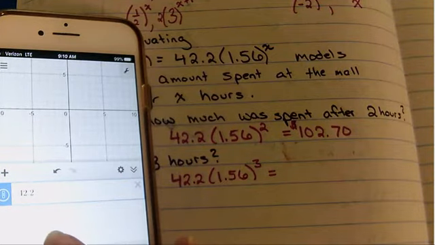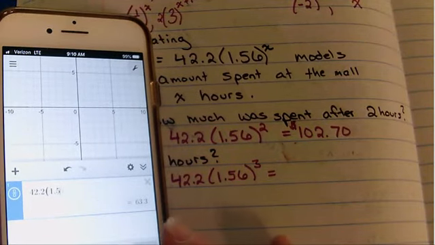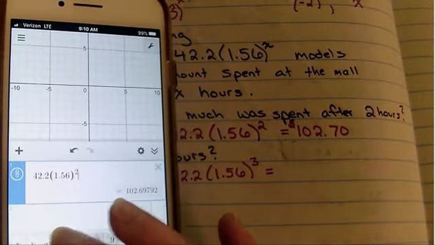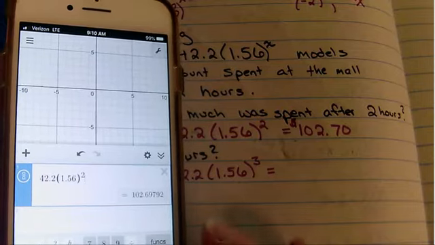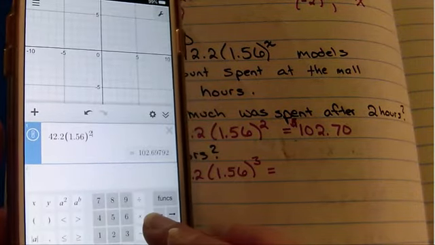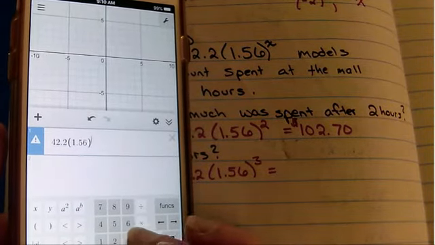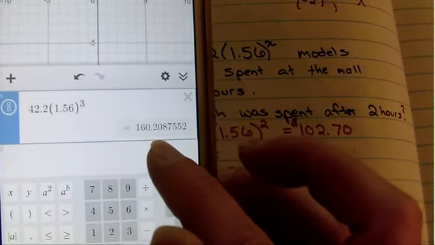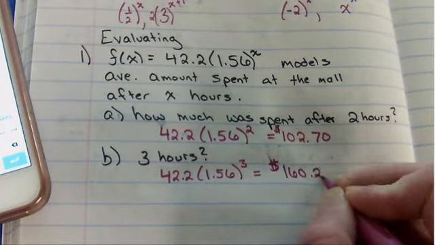42.2 parentheses, I don't know if you can see that, 1.56 parentheses, and then I want the exponent. So I'm going to go up to where it says squared, but then I'm going to change that. I press the back arrow, and now I can delete the 2 and change that to a 3. And it puts my answer at the bottom. 160.21 would be to 2 decimal places, and since I'm talking about money, that's what it would be.